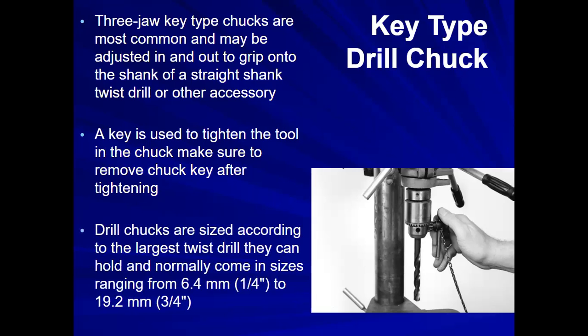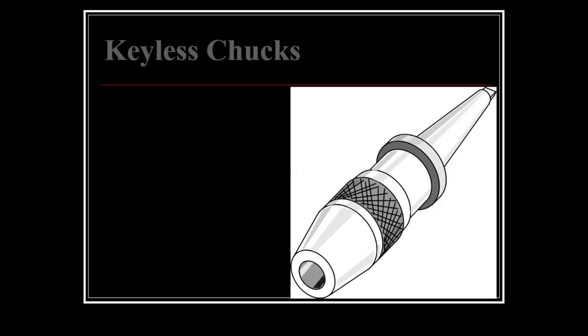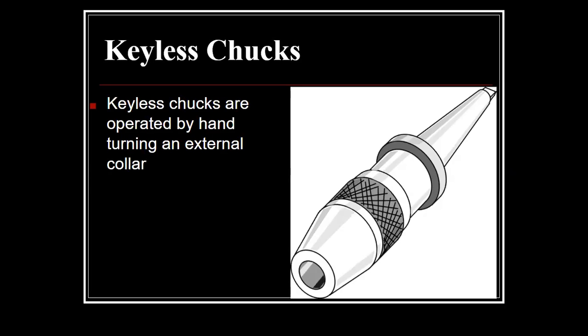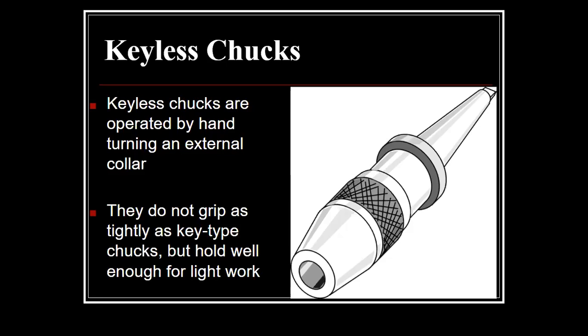So drill chucks are sized according to the largest twist drill they can hold. They normally come in sizes ranging from 1/4 to 3/4 of an inch. Keyless chucks, we see these more on lathes. So they work well on lathes, and that's how we drill bigger holes and things. Keyless chucks are operated by hand, turning an external collar. They do not grip as tightly as key type chucks, but hold well enough for light work.